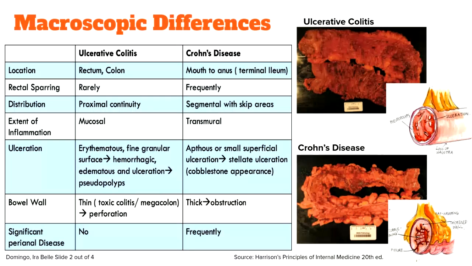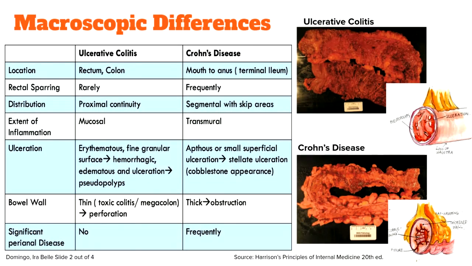Next. So for the macroscopic differences of ulcerative colitis and Crohn's disease, ulcerative colitis is a mucosal disease that usually involves the rectum and extends proximally to involve part of the colon. About 40 to 50% of patients have disease that is limited to the rectum, while in Crohn's disease, it can affect any part of the gastrointestinal tract, from the mouth to the anus. 40 to 55% have disease involving both the small and large intestines. So unlike in ulcerative colitis, which almost always involves the rectum, the rectum is often spared in Crohn's disease.